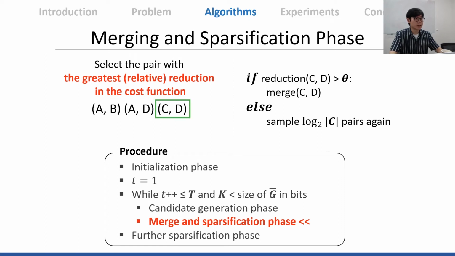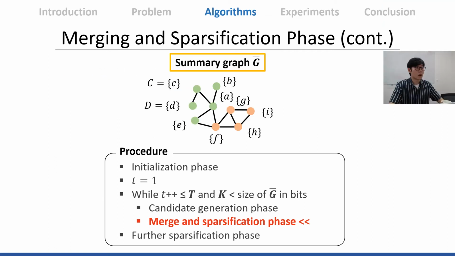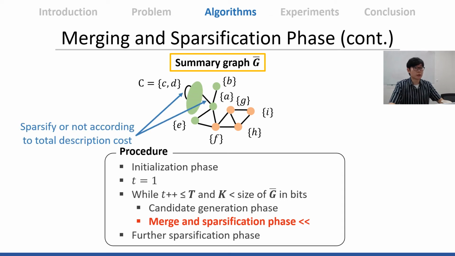If the reduction exceeds a threshold zeta, the supernode pair is merged into a single supernode. Otherwise, we sample new log2|C| pairs and repeat the process until the reduction does not exceed the threshold max of log2|C| or 1 times in a row. Once supernodes C and D are merged into a new supernode, all superedges adjacent to the new supernode are selectively created, or equivalently sparsified, so that the cost function with respect to this new supernode is minimized.